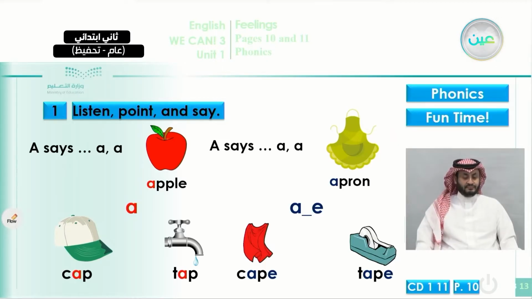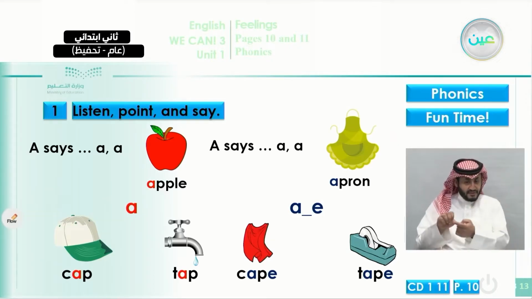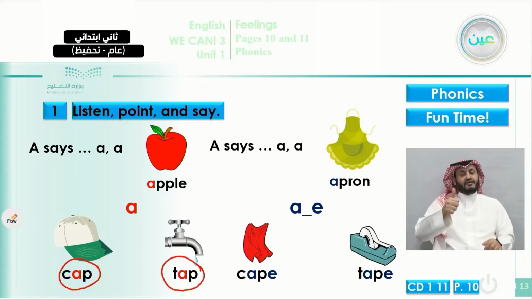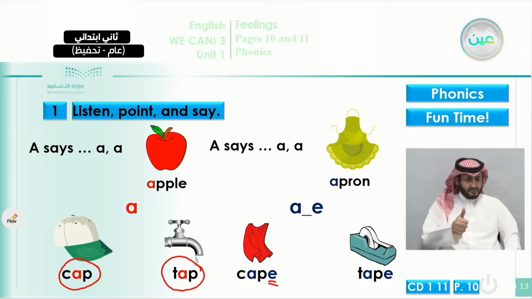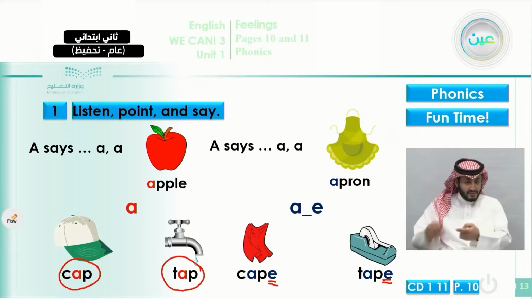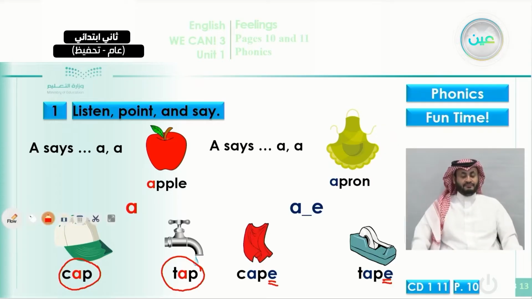Okay, so you notice here we pronounce the word cap as cap. Okay, but when there is an E at the end, the sound will be different. Okay, so here we say cap, here we say tap, but if there is an E at the end, as you can see here, we say cape. So the sound is different. A is different now. Also the same here, since there is an E at the end, we say tape. So this is the difference.